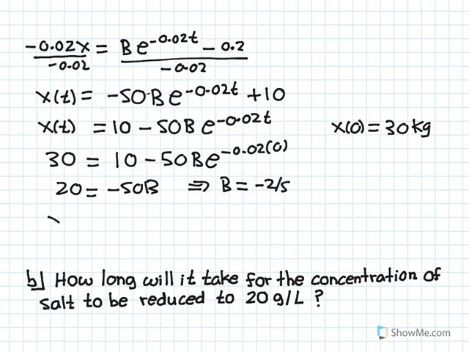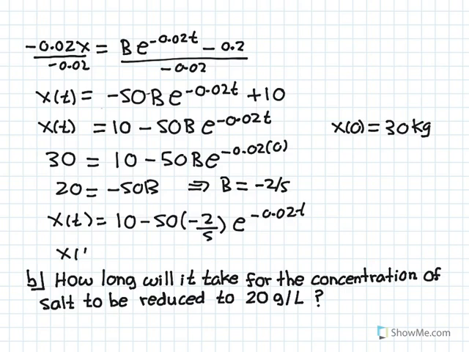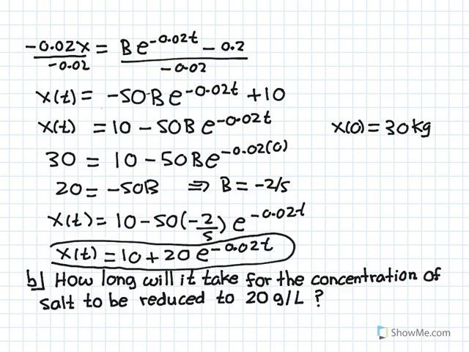Let's put b back in and solve for x of t. x of t is equal to 10 minus 50 times b, which is negative 2 over 5, e to the negative 0.02t. So simplifying this further, we get x of t is equal to 10, and 50 times minus 2 over 5 gives minus 100 divided by 5, that's 20, so plus 20 e to the negative 0.02t. We have solved the differential equation, and this is the mass of salt in the tank at any time t.